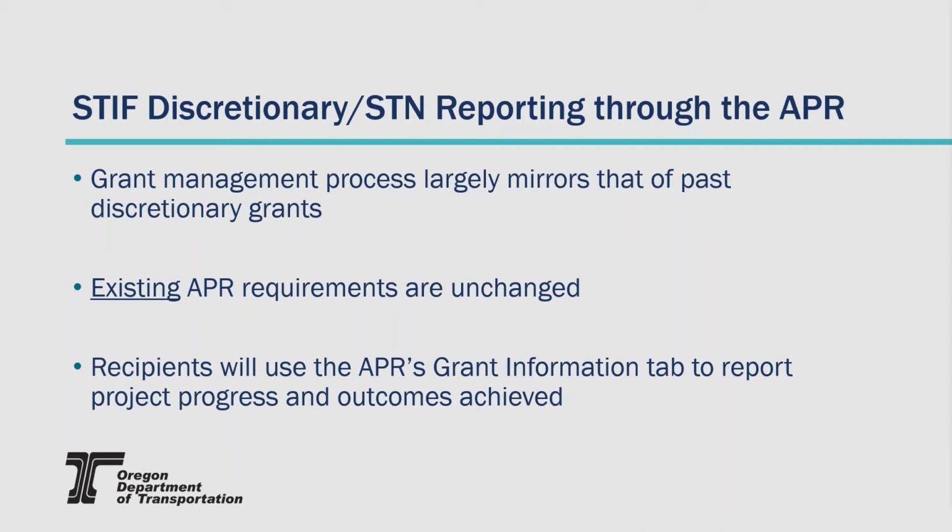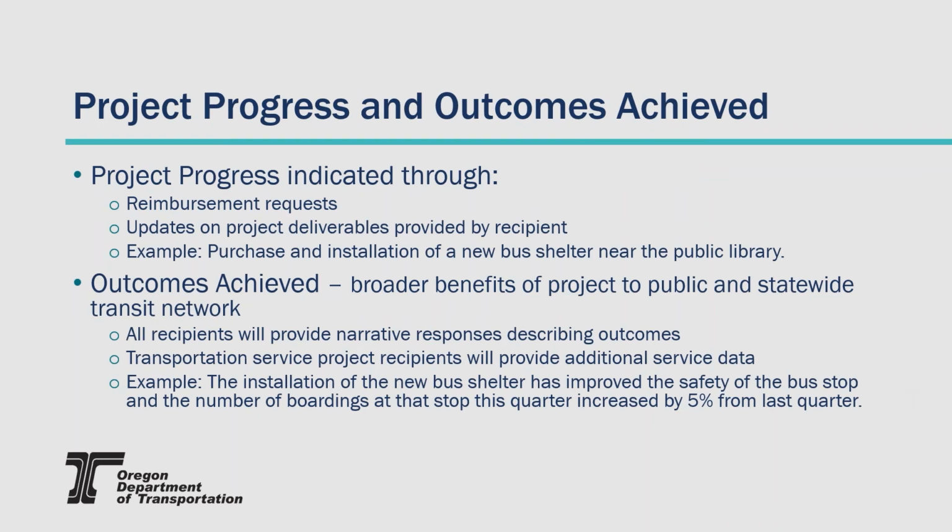As a note, because this is in the APR, all pre-existing APR requirements are unchanged. There's a lot of other content requested of agencies in the APR, such as vehicle condition, updates to vehicle conditions, and all of those requirements are still in the APR. Rather, this is just an addition to the grant information tab for the specific program. Per the OARs, recipients will report on 3 things, and that includes expenditures, which they'll do through reimbursement requests, project progress, and outcomes achieved, the latter 2 of which you will report through the APR.